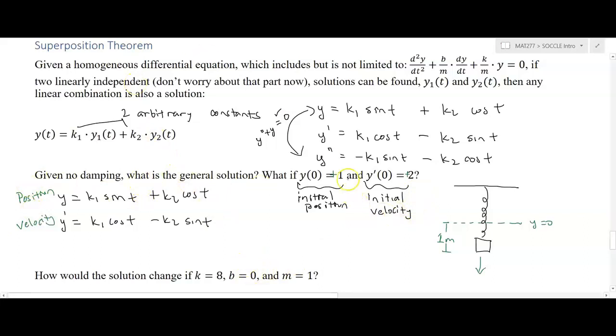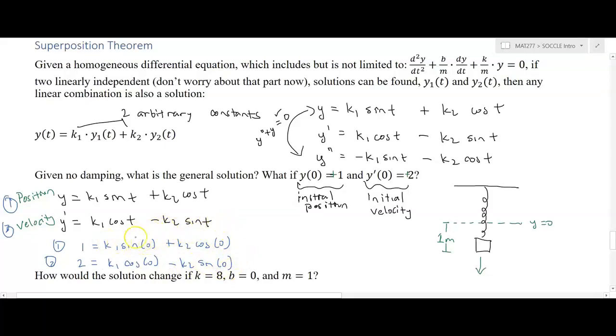And now we're going to make the substitution. Here we said the initial position function will have a value of y when t is 0. And equation 2, the velocity, will be positive 2: k1 cosine of 0 minus k2 sine of 0. Okay, so we have a system of equations to solve.